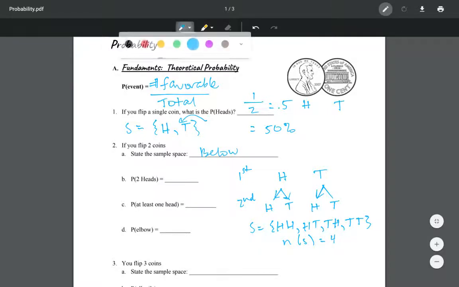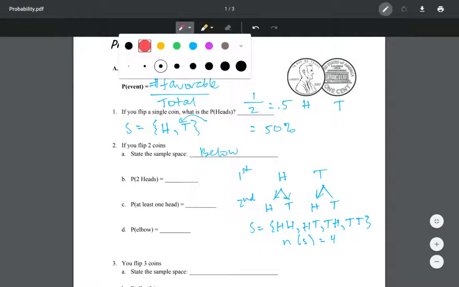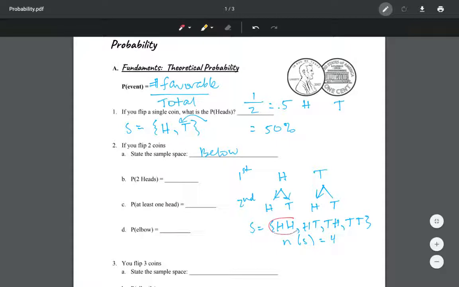We want to know, what is the probability of getting 2 heads? Well, I can go through my sample space and find that case. There it is, 2 heads. There's one of those out of 4. So 1/4 or 0.25, 25%, 3 different ways to express these probabilities.